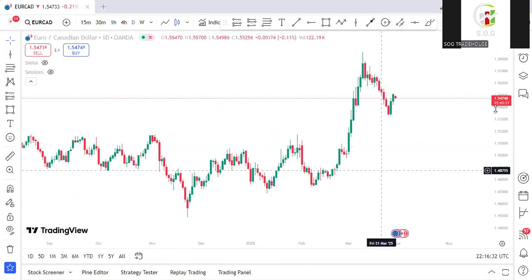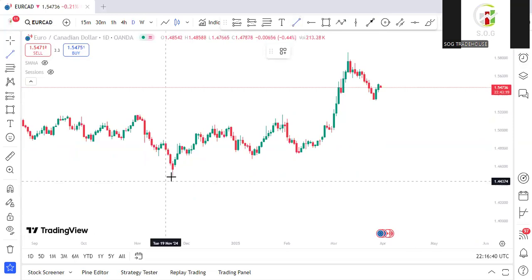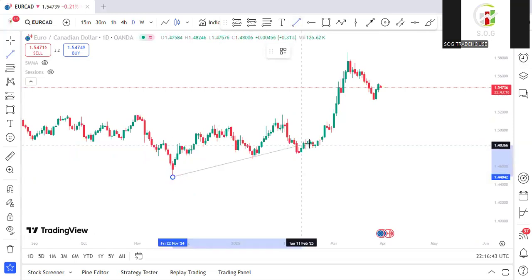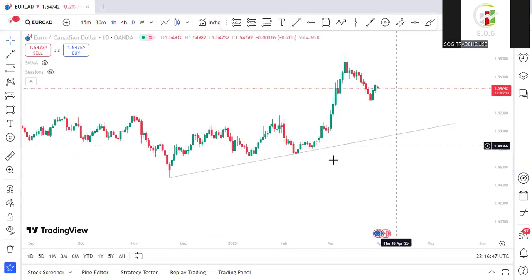So this is EURCAD on the daily time frame. So what can we do? Like I always say, guys, the first thing you do, you draw out your trend line. You know, we trade with the trend. We don't trade against the trend. So we've got the first touch of this trend line, and then also the second touch of the trend line.